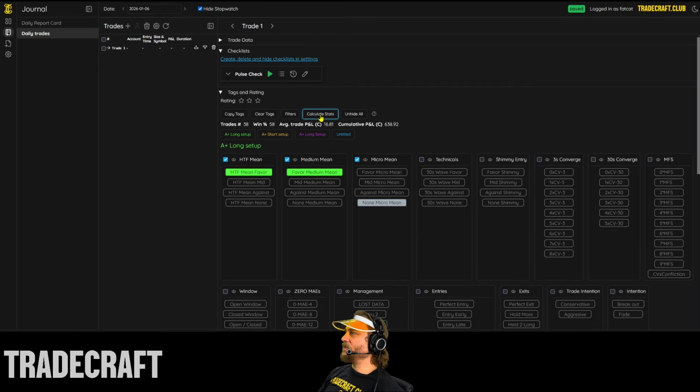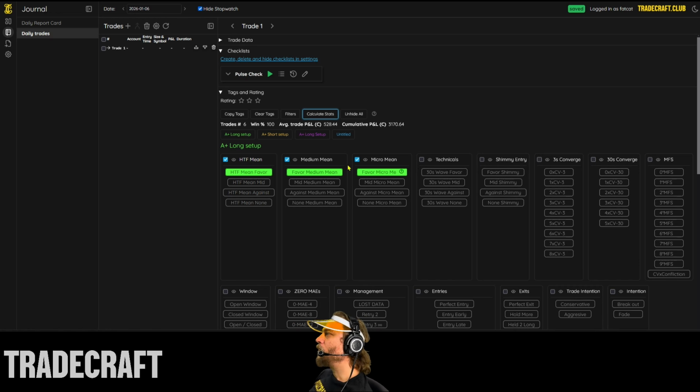So far I have 38 trades of this tag combination, a 58% win rate. And I think this is currently bugged out right here because it says my average trade P&L is 16 bucks. So I just flipped it on this one, and average trade P&L is 528. So it is not bugged out. Our total cumulative P&L is 3,100. Win rate 100 on a 6 sample size right here for trades.